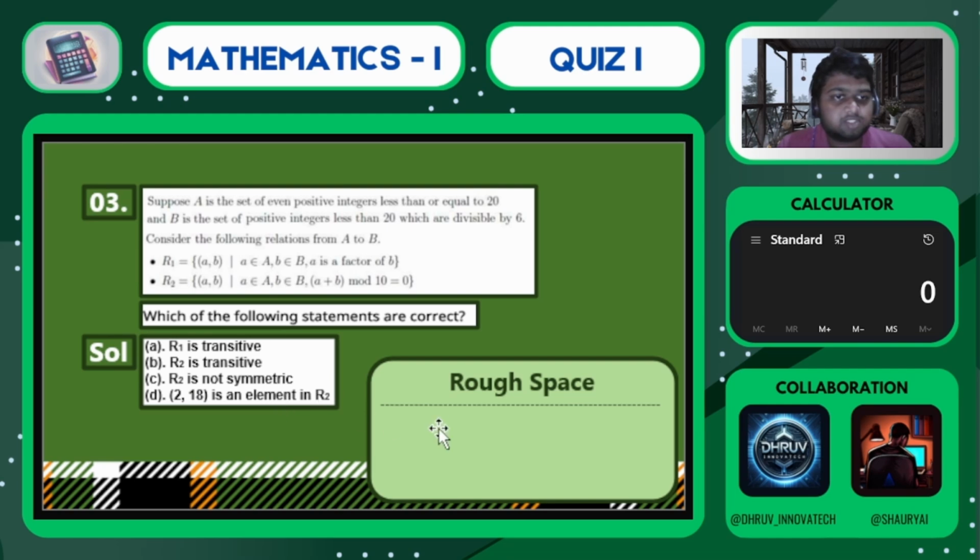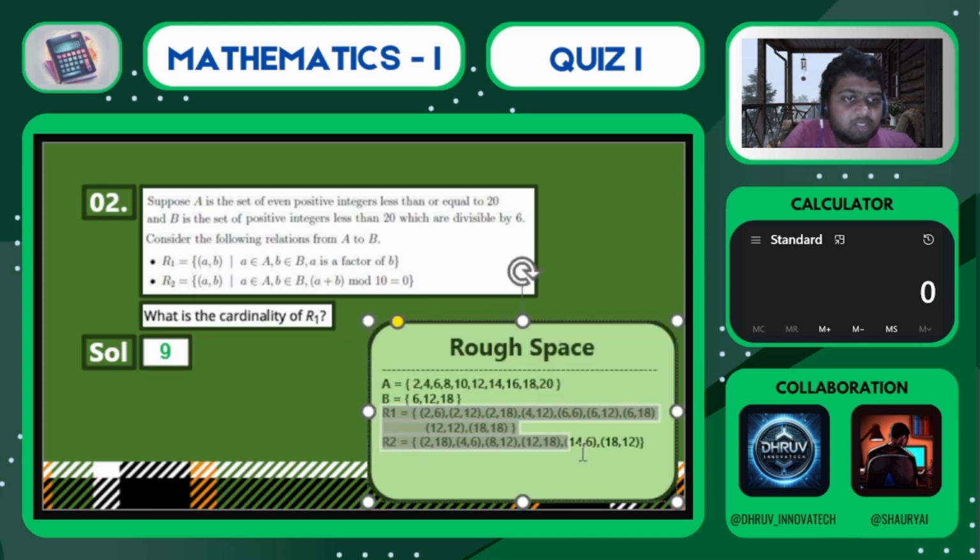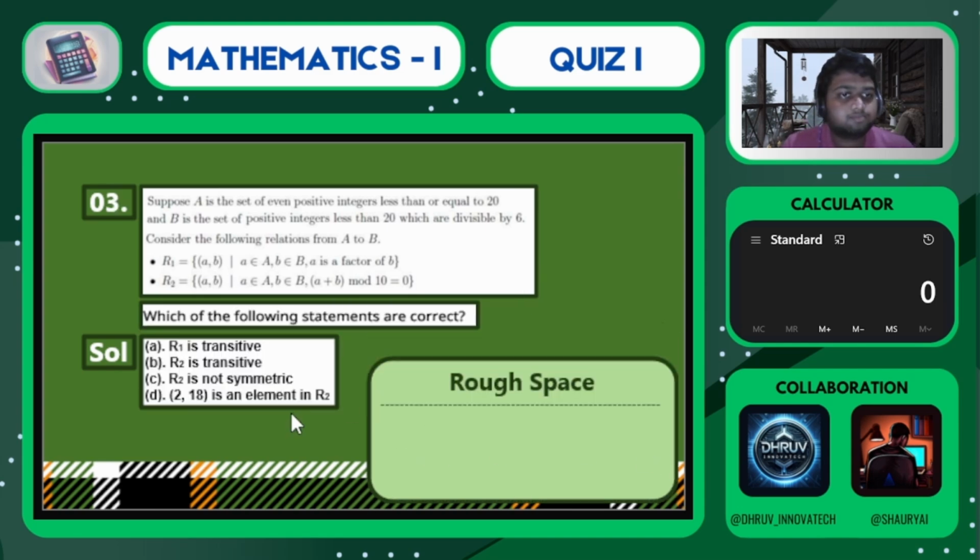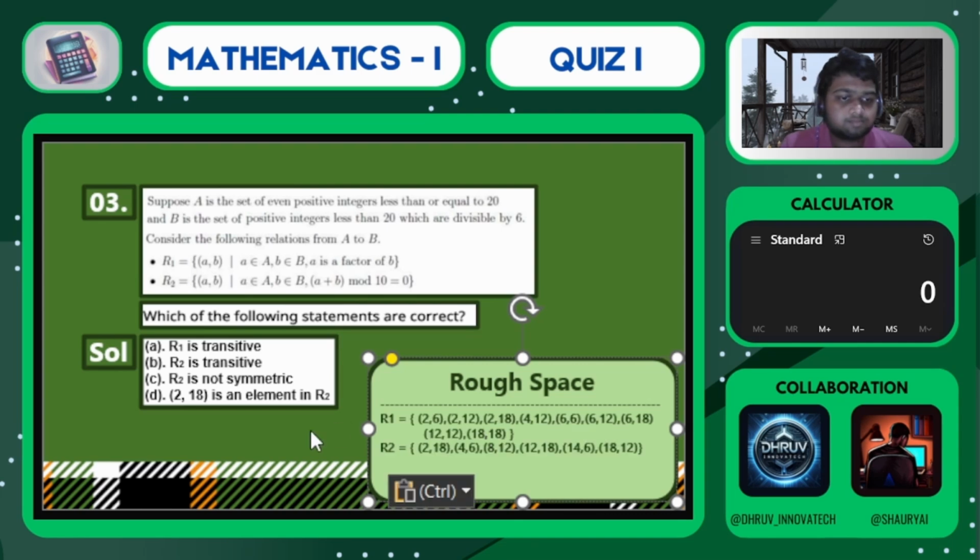So let's move forward to the third question. In this we are asked to find which of the following is true. Is R1 transitive? We'll just take R1 and R2 from here. Now let's see. For R1 to be transitive, the end of one pair and the beginning of another should be the same, and the resulting pair should exist. (12, 18), (18, 18) and (6, 6) won't be a part of it because they are identity.